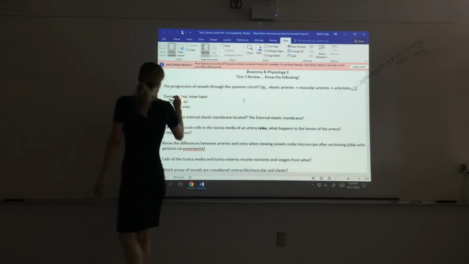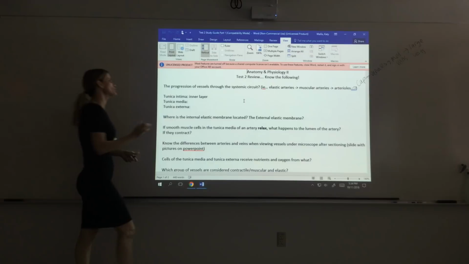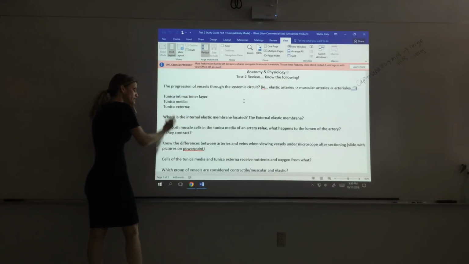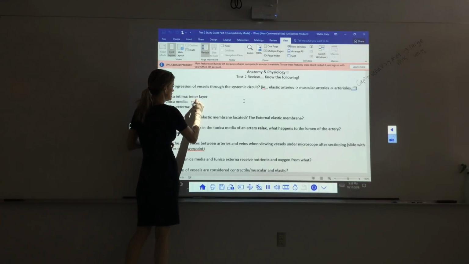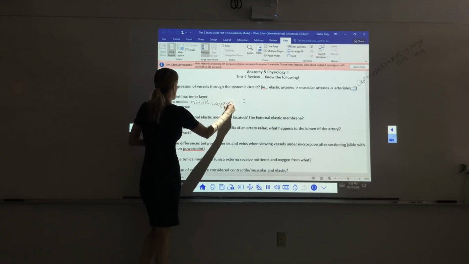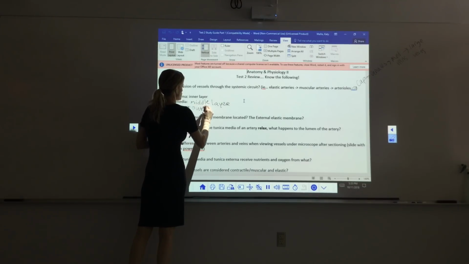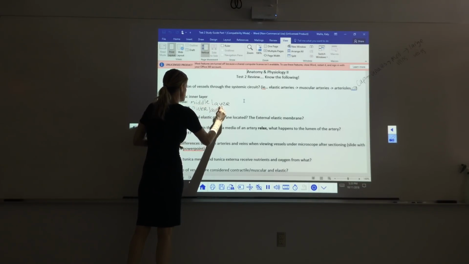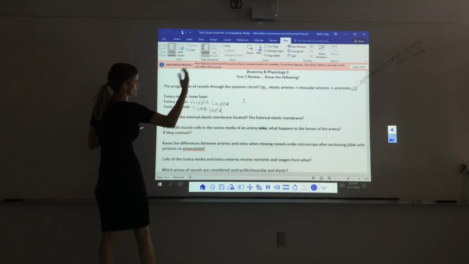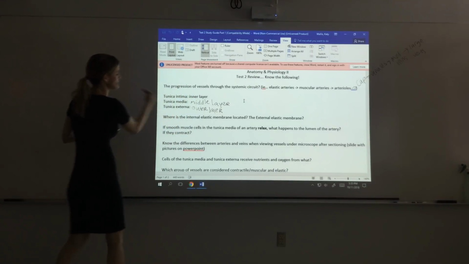We talked about which layer is which in the blood vessel. So the tunica intima is the inner layer, the tunica media is the middle layer, and the tunica externa is the outer or external layer. And again, we're talking about the blood vessel wall. So if I section the blood vessel and look at the actual wall, there are 3 layers.